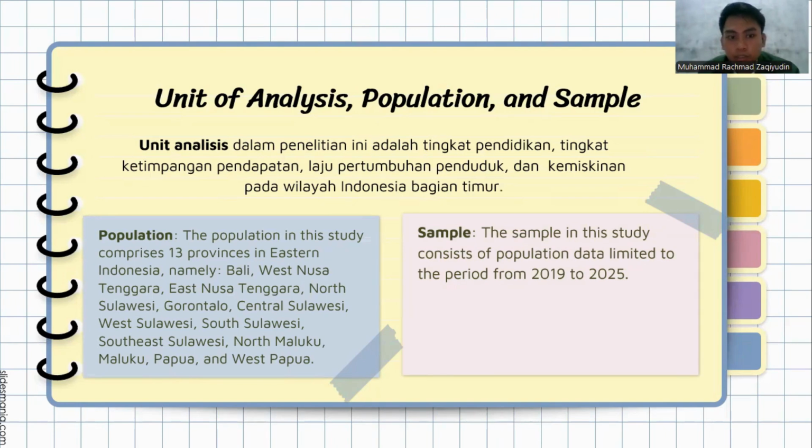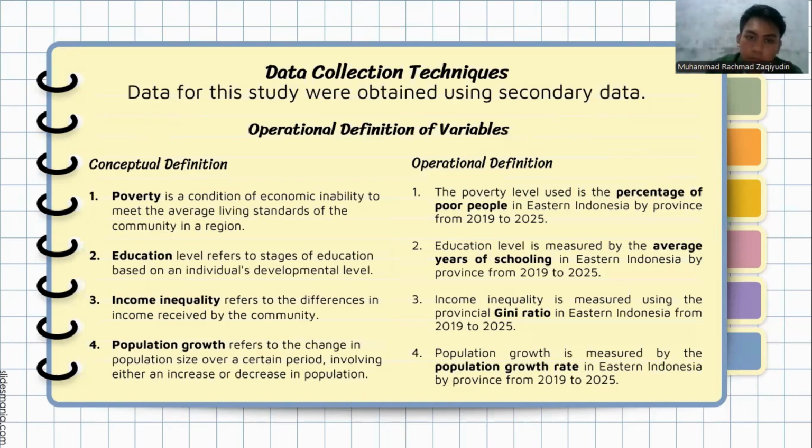Namely, Bali, West Nusa Tenggara, East Nusa Tenggara, North Sulawesi, Gorontalo, Central Sulawesi, West Sulawesi, South Sulawesi, Southeast Sulawesi, North Maluku, Maluku, Papua, and West Papua. And the sample consists of the population data limited to the period from 2019 to 2025. Data collection techniques: the data in this study were obtained using secondary data.